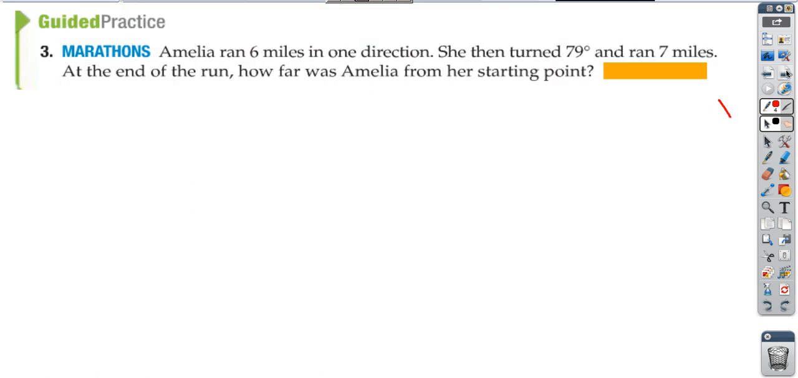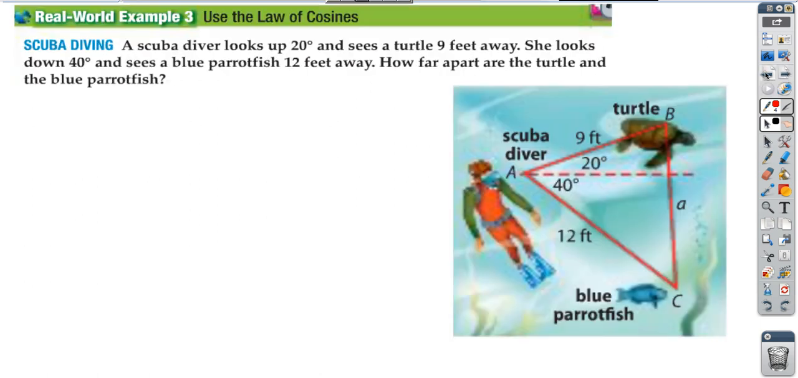I just want to see which one is better. Well, maybe we'll do both. So, a scuba diver looks up 20 degrees and sees a turtle 9 feet away. Hopefully you can see that. The picture's a little bit blurry. She looks down 40 degrees and sees a blue parrotfish 12 feet away. How far apart are the turtle and the parrotfish? Which means we're looking for this distance right here, distance A.